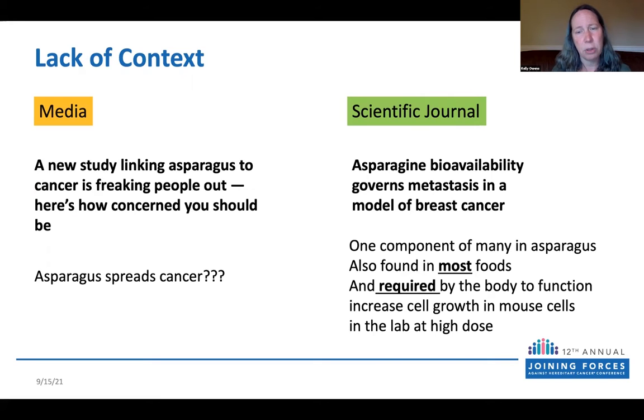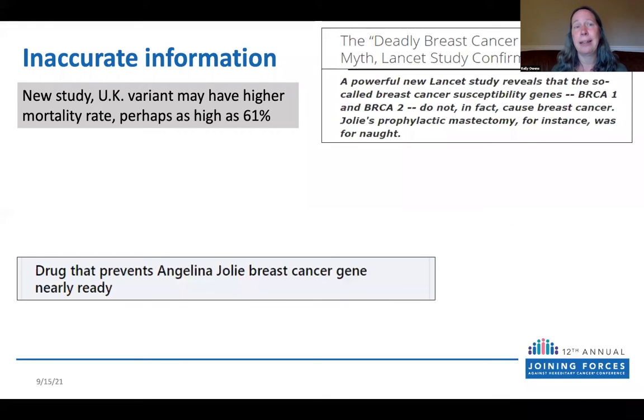It's not very accessible, but when you break down what the content of that science article says, they're looking at one component of many in asparagus that's found, and this component is found in most foods. It's required by the body to function, and it happens to increase the growth of cells in mice in the lab at high dose. That's quite different from this maybe we shouldn't eat asparagus idea that the media headline was suggesting. There's also a lot of just frankly inaccurate information, and headlines are often the worst for these.